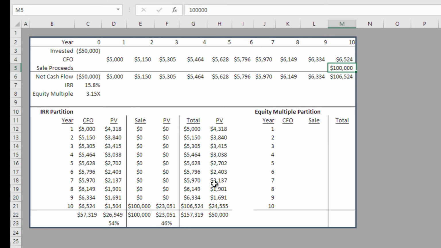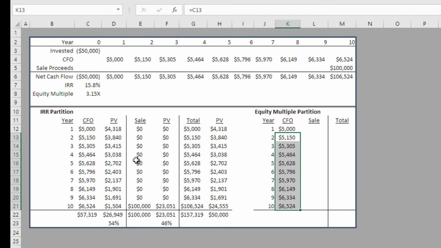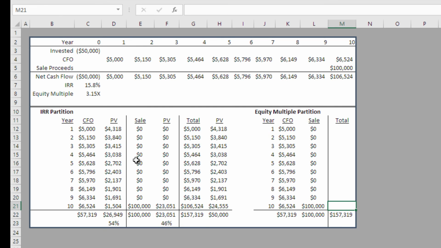The next thing I'm going to do, just real quick, is look at what proportion of income versus sale proceeds are affecting our equity multiple. And so this is really simple. I'm just going to take, on a non-time value of money basis, my income stream. I'm going to do the same for my sales. And then I'm going to sum these up. Again, Alt equals sums that column, Alt equals sums that column. Sum it up there and take that up like so. So I get a total.